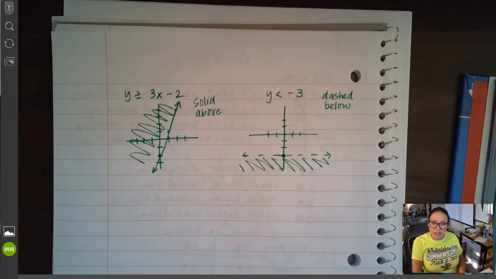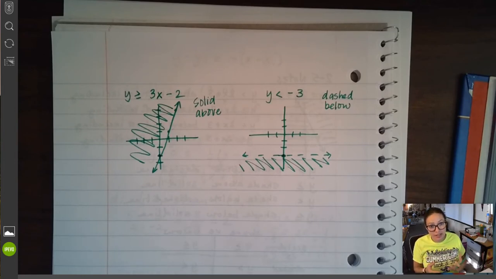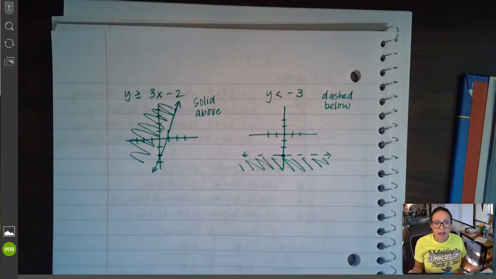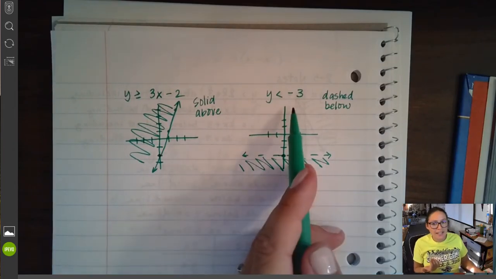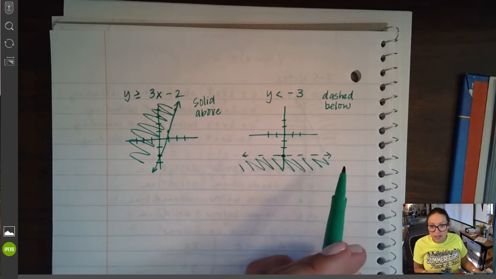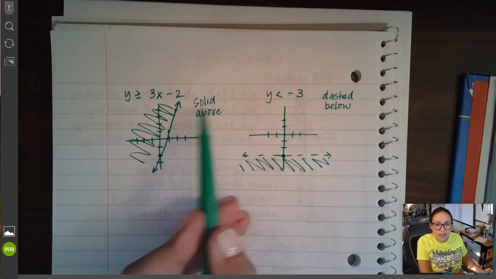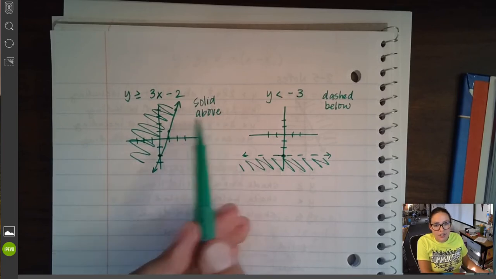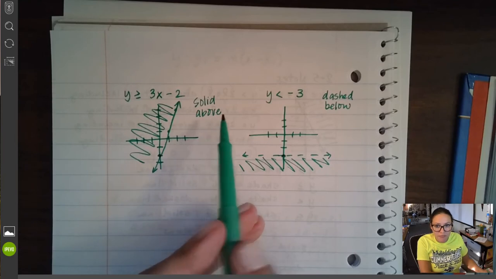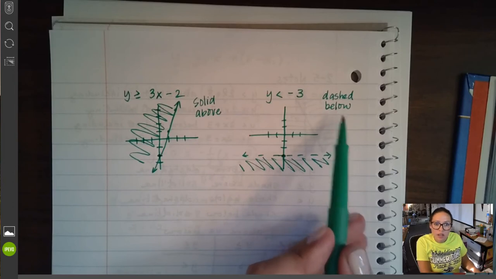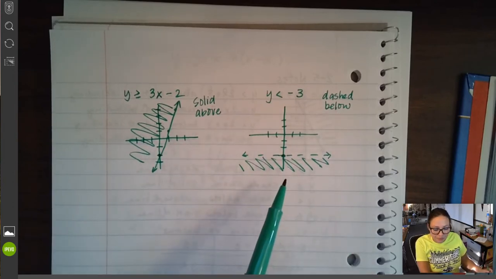All right, hopefully you were able to do these okay. Now, if I were checking your work, here are the things I would be looking for. One, I would be checking to see, did you graph the lines correctly? Did you use the correct y-intercept? Did you use the correct slope? In this case, this is a horizontal line. Did you do a horizontal line? Then I would be looking for these right here. Did you know that this needed to be a solid line and that you needed to shade above the line? Did you know that this needed to be a dashed line and that it was shaded below? So those are the things that I would be looking for.